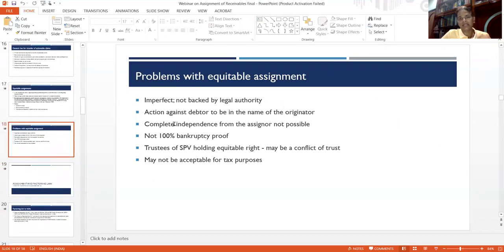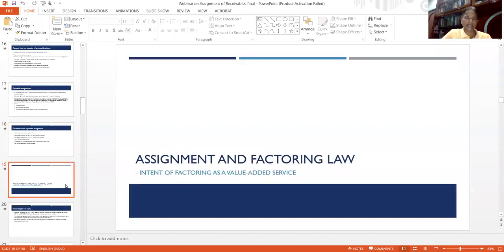And very, very quickly talking about the problem of equitable assignment. Equitable assignment seems to be the norm. That's almost a norm in real life. The only issue is that if the seller, having transferred a receivable, transfers the same receivable to somebody else as well, then maybe the second buyer who gets a perfected right, who gives the notification, might actually get a superior right over the original assignee.